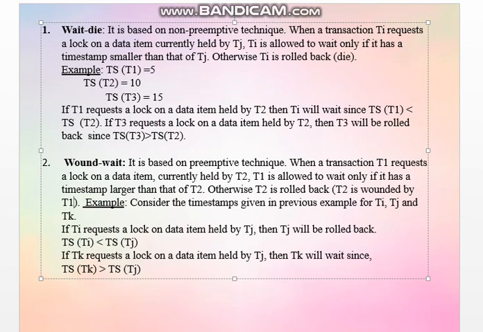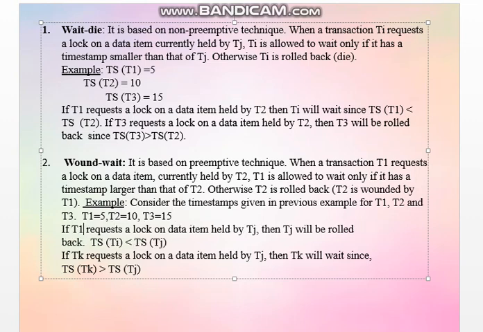Consider the example here again. From the previous example, we have transaction T1, transaction T2 and transaction T3. T1 has a timestamp of 5, T2 has a timestamp of 10 and T3 has a timestamp of 15. In this case, if T1 is requesting the lock on a data item which is held by T2, T2 will be rolled back.